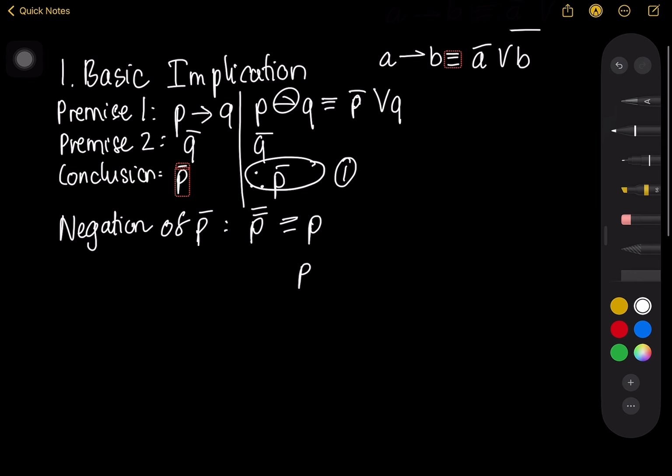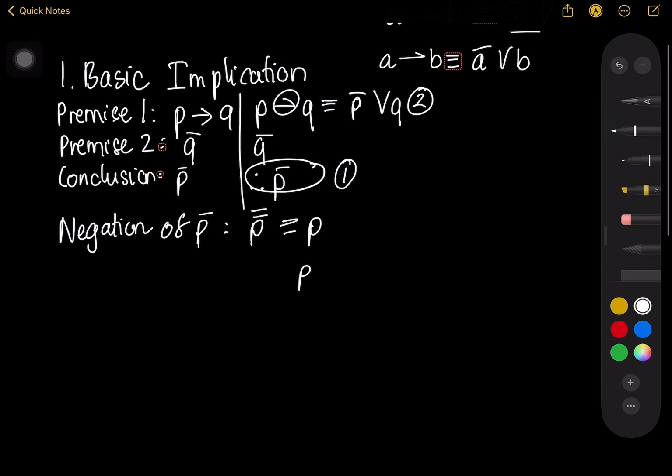Okay, so now let's return to our first premise. This is going to be our second line. If you have an or over here, we're going to branch out the tree. So you branch out like this. Okay, so now we have not P or Q. So not P or Q. This is first, this is second.